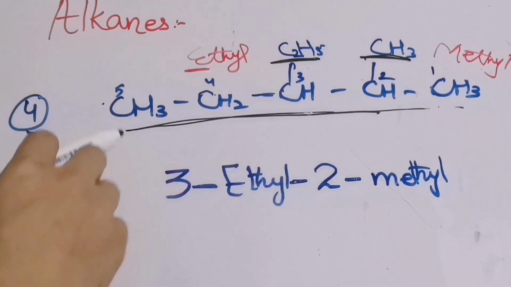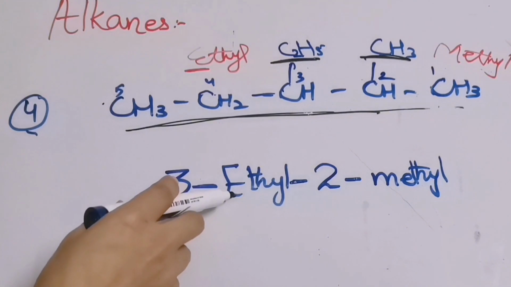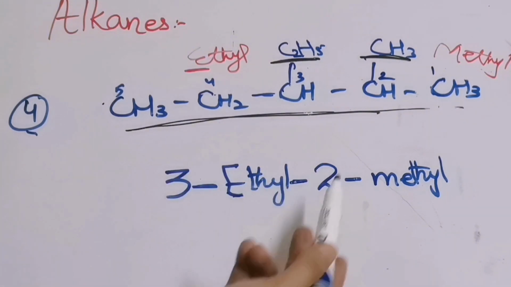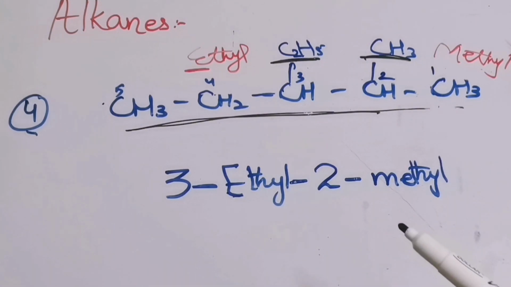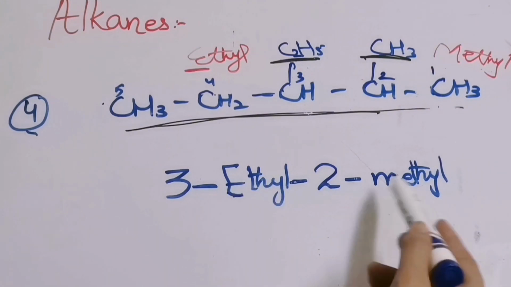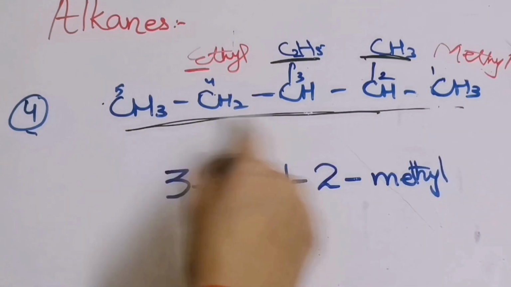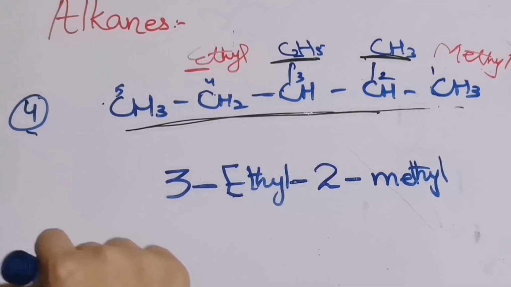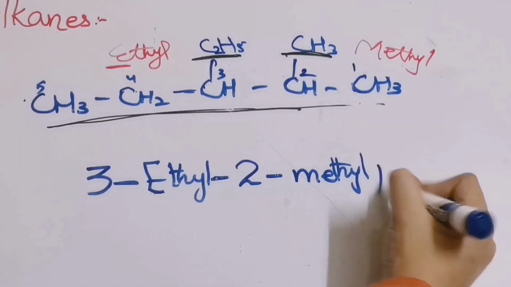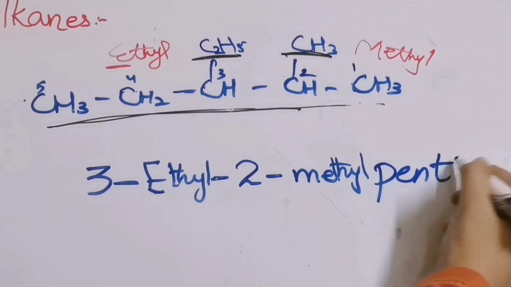See over here that the first alphabet will be only capital. Here the first alphabet was E of ethyl, so we wrote it capital. Now all the other alphabets will be small. 3 ethyl, 2 methyl. And now what is the name of the parent compound? There are 5 carbons, so its name will be pentane.